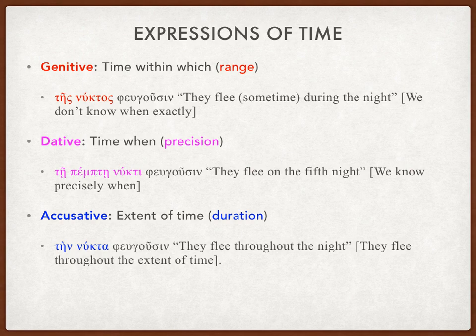So accusatives are used to express duration of time, or like the dative expresses time when in precision, and the genitive time within which or range. It's important to remember these because you will see these expressions a lot. Whenever you see a phrase that talks about a day, a night, some hours, a year, a week, any extent of time, you want to pay attention to the case that that time is in, because that'll tell you whether it's a range, precision, or duration.